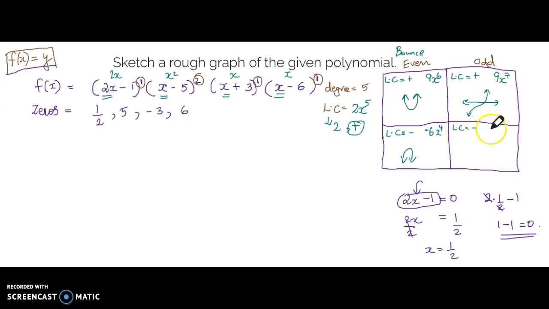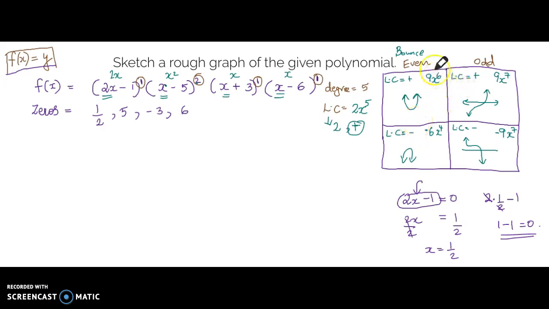If the leading coefficient is negative, if it is negative 9x to the 7th power, negative, and the degree is odd, 7 or 5 or 3 or any odd number could be the degree. If that happens, from left to right, the function starts up here and it's decreasing, it's coming down. Okay, so odd positive is increasing, odd negative is decreasing. Even positive, they both face up, even negative, they both face down.